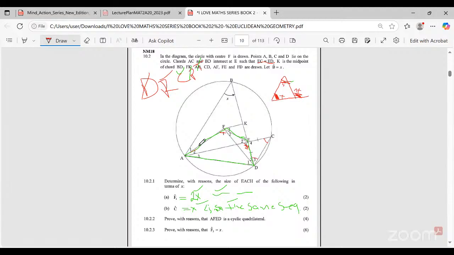Therefore, now we have that bow tie shape. This one right here. Then this angle, because we found that this is 2x, that is 2x. Now we can conclude that this is a cyclic quad. Then we use the converse of angles in the same segment, or angles subtended by the same arc. Then we are done. Does it make sense? Yes, sir.